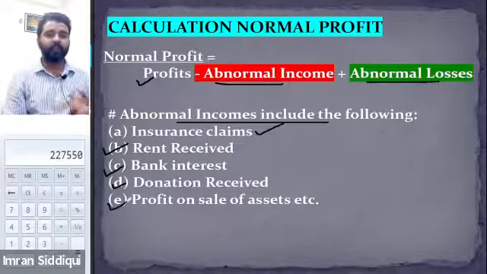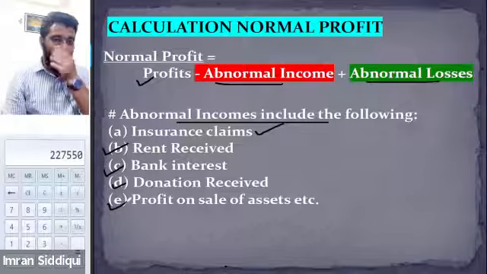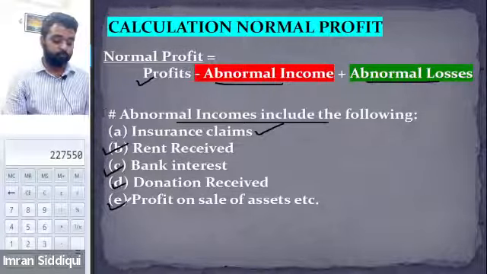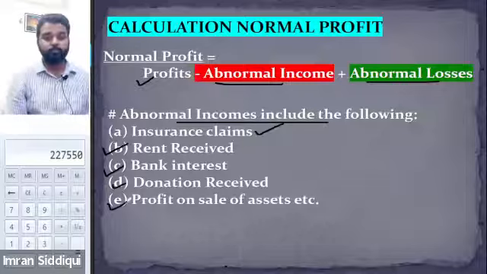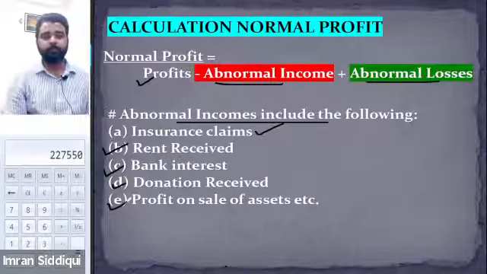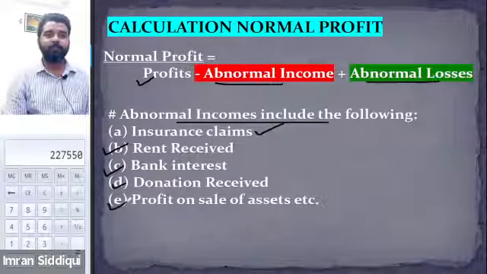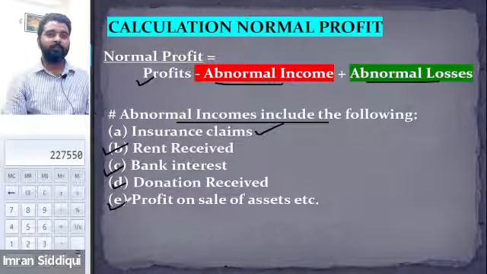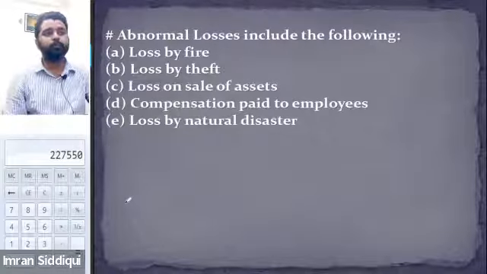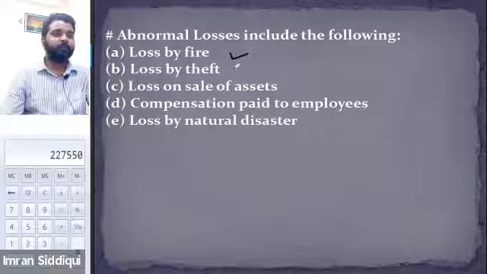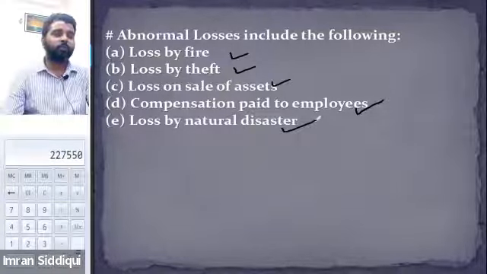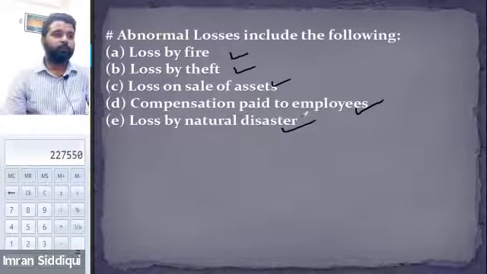So every income which is not regular, every income which is not arising from the regular source of the business, will be considered as the abnormal incomes. And all the expenses which are incurred which are not connected with the regular business of the firm are considered as the abnormal expenses or the abnormal losses. Such abnormal losses include loss by fire, loss by theft, loss on sale of asset, compensation paid to employee on account of some kind of accident, loss on account of natural disaster. These are all the abnormal losses. Am I clear to all of you?